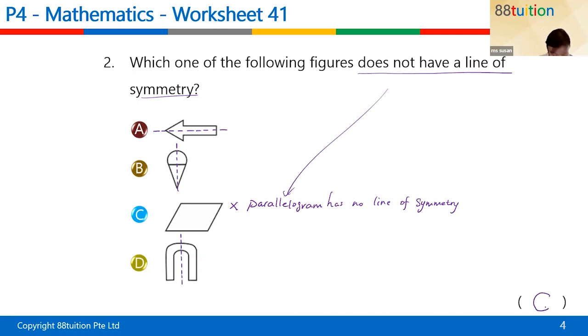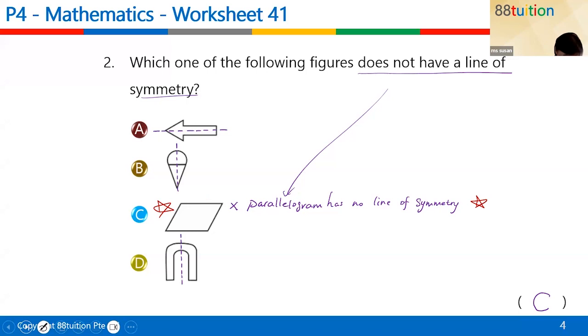Be very careful. This is super important. Let me do this in red. A parallelogram has no line of symmetry. You can't cut anything across. You can't cut this.